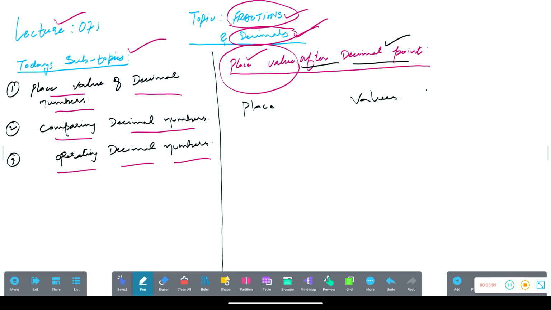Now, first one, remember we are dealing here with the digits that lie after the point. The first digit after the decimal point, we write that as tenths. The place's name is tenths and its value is 1 by 10. That means whatever the number is, it should be divided by 10. The next place is hundredths.